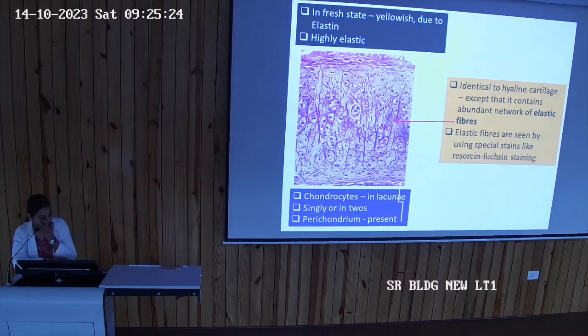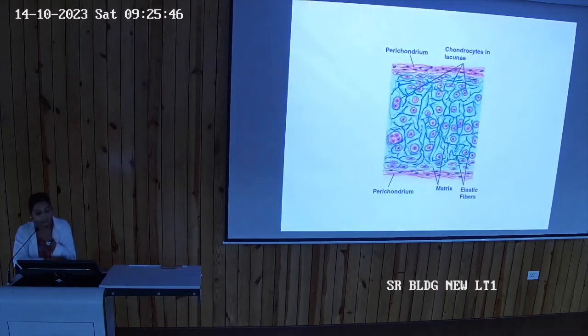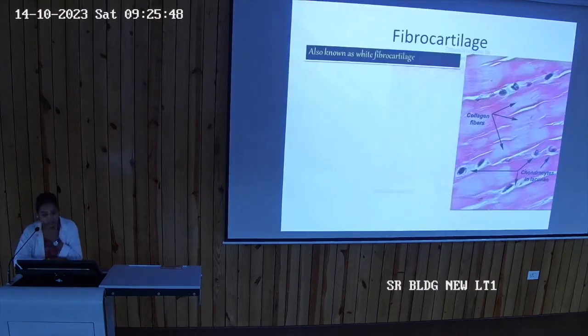A special stain is required for staining the elastic fibers. Chondrocytes are present in lacunae either in rows or singly. Perichondrium is also present here. This is the appearance of elastic cartilage. Why is it different from the hyaline cartilage? I think I have explained it very well. Cell nests are not present. Elastic fibers are highly visible and create a meshwork in between the cells. This is the diagram for the elastic cartilage.